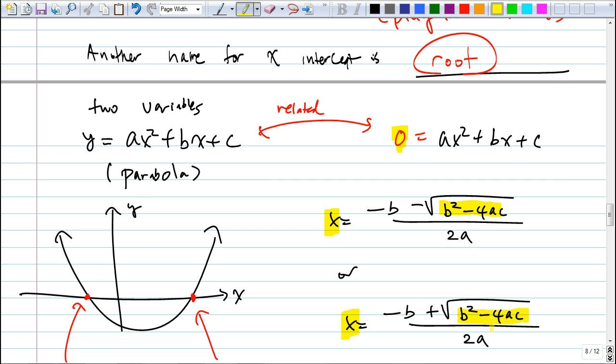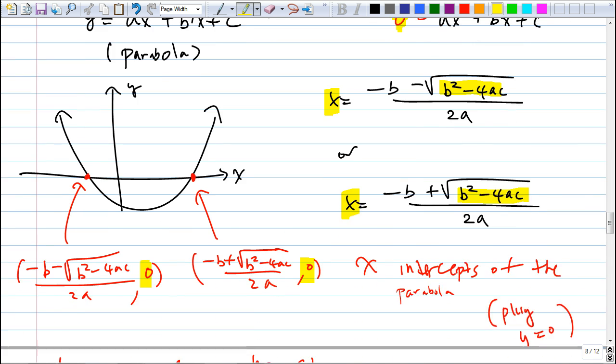Let's go back to, by the way, what are the ordered pairs for these? If we get 2 solutions, or 2 x-intercepts, or 2 roots, what are the actual ordered pairs? If the point is on the x-axis, what has to be 0? What do you know about the y coordinate? It's 0, right? What's the x coordinate for these? It's negative b plus or minus the square root of b squared minus 4ac, over 2a.